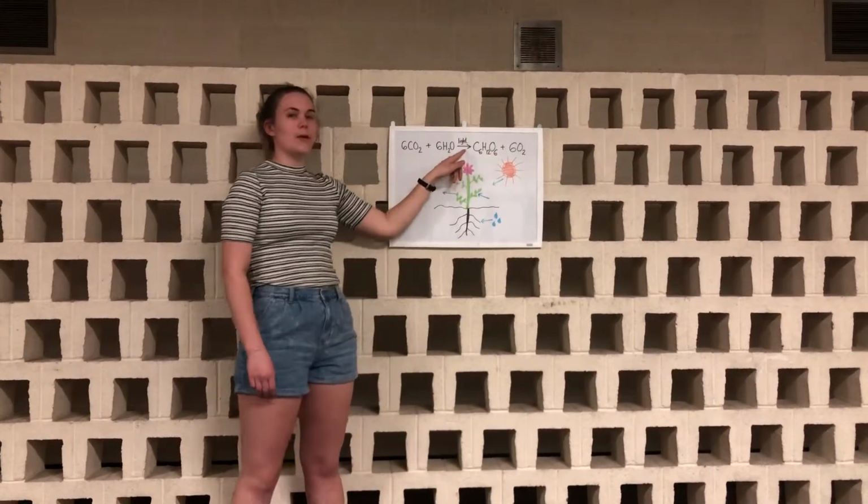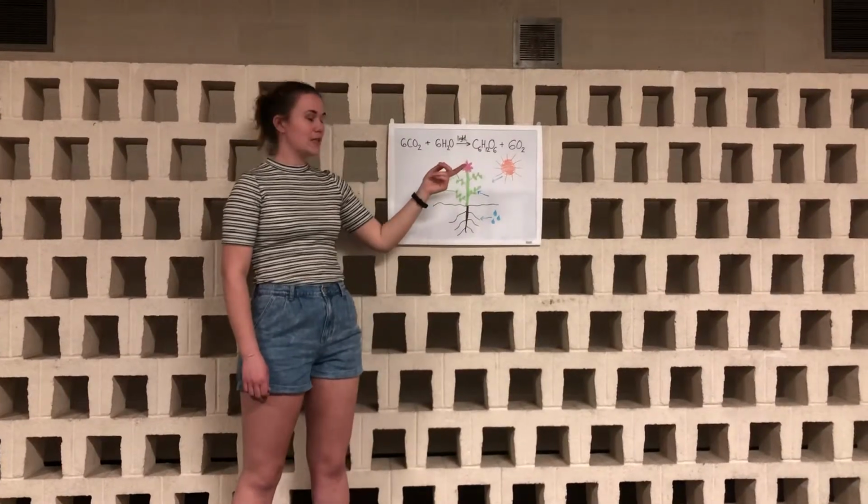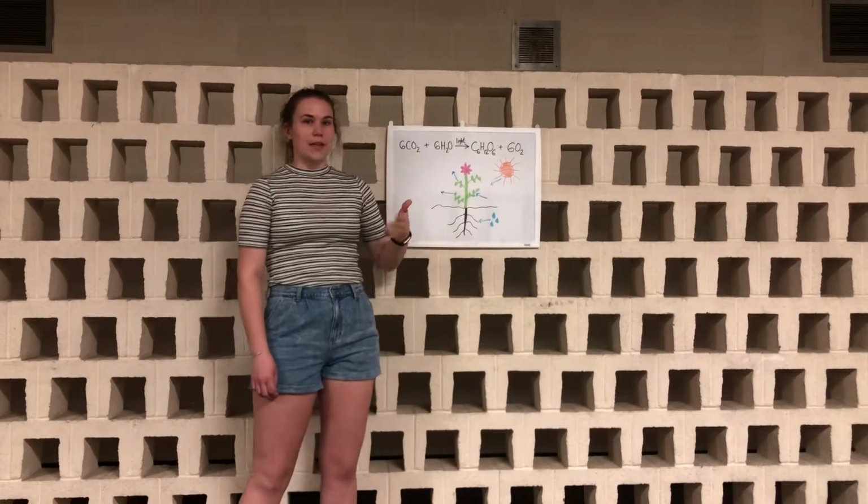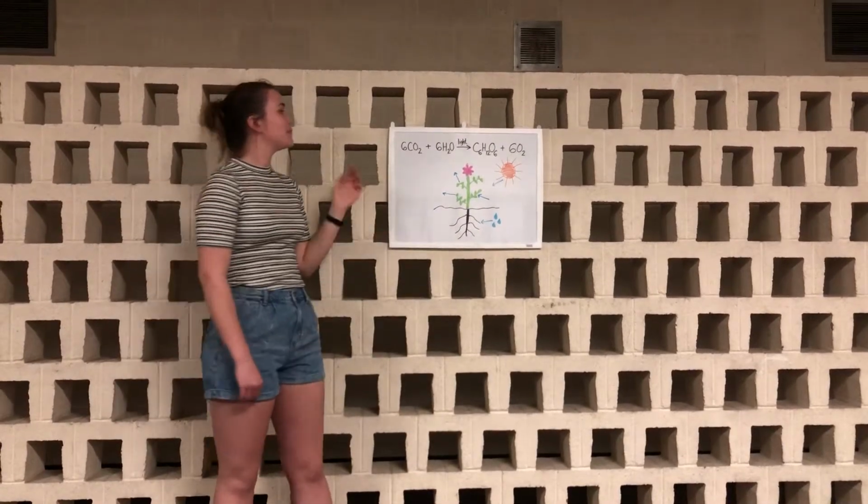Now the arrow here in the middle represents when the reaction is taking place. And I've written light above the arrow because without light, the reaction, that is photosynthesis, can't take place.